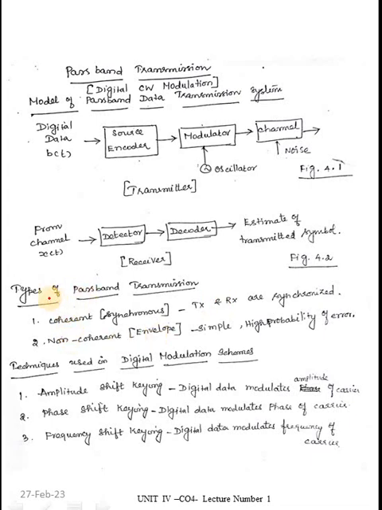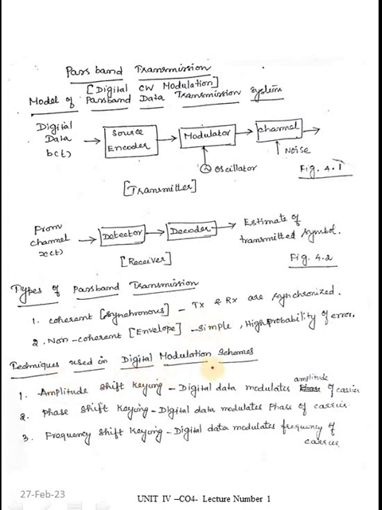The types of passband transmission: we can classify the transmission into 2. One is coherent or synchronous transmission, and the other method is non-coherent, or we can call it envelope transmission. In coherent or synchronous transmission, both transmitter and receiver are synchronized. In non-coherent or envelope transmission, by the envelope we can recover our original signal. When compared with coherent detection, it is a simple method, but there is a high probability of error during transmission. So these are the 2 passband transmission types.